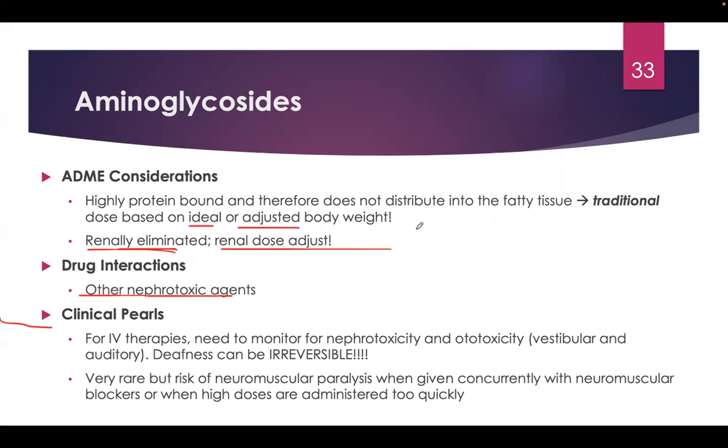Some of the pearls: we monitor for the nephrotoxicity and the ototoxicity that you have. If you dose it right, you mitigate the risk of deafness, which if it does occur can be irreversible. It is an effect on that 8th cranial nerve. So that's the thing. Could you use gentamicin or tobramycin eye drops in the ear, maybe for otitis externa?